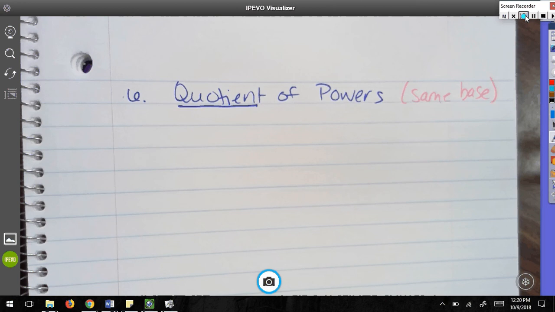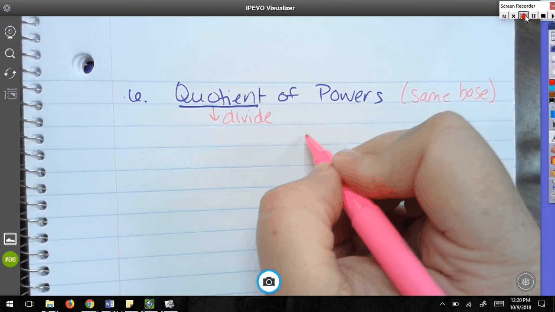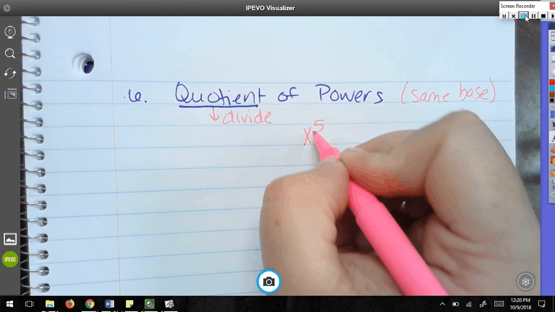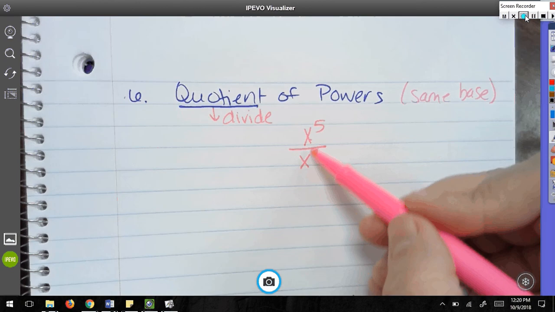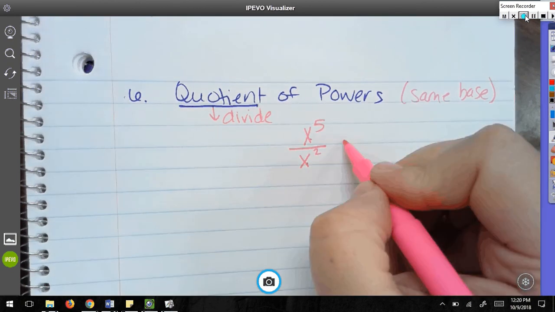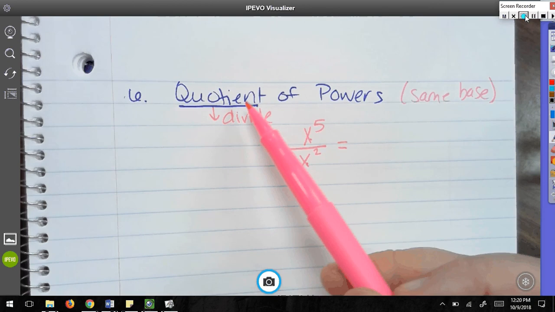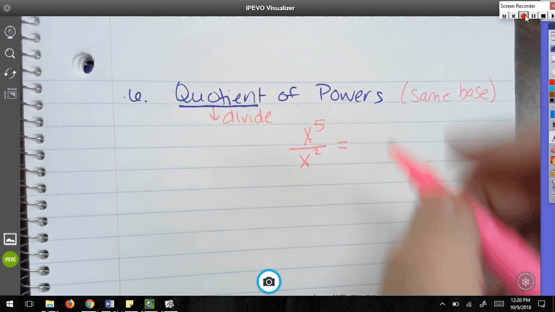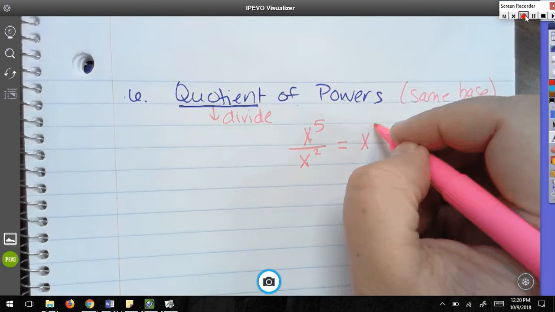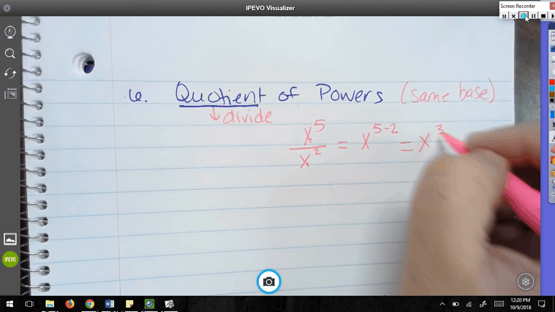So if I am, we said this means divide. Let's say I take these same x's and I divide. Okay, they have the same base. So what I do, and if you think, when you multiply, because we had the product of powers, when I multiply I add exponents, so it makes sense that when I divide I subtract those exponents. So I get x to the 3rd power.